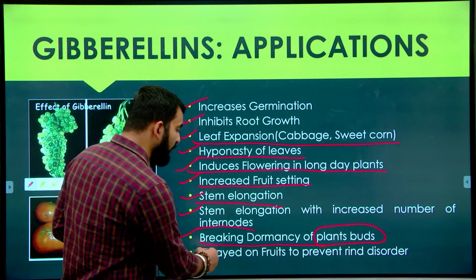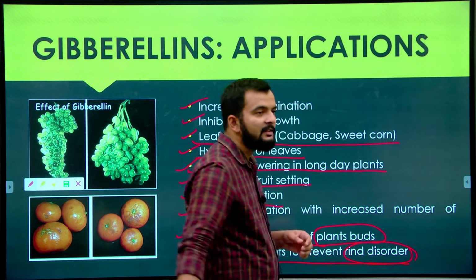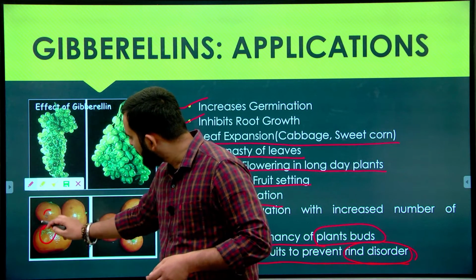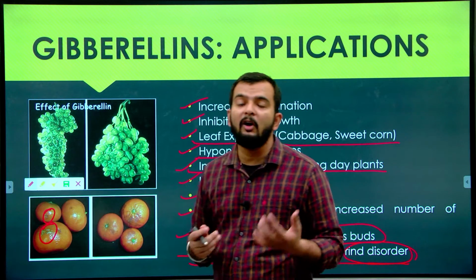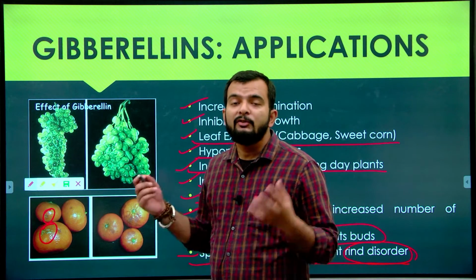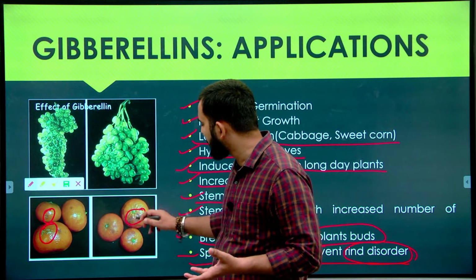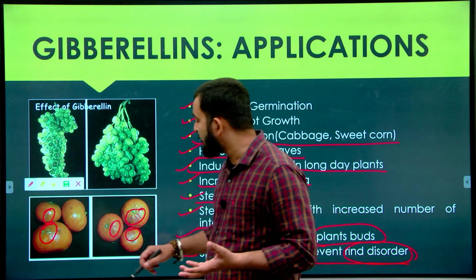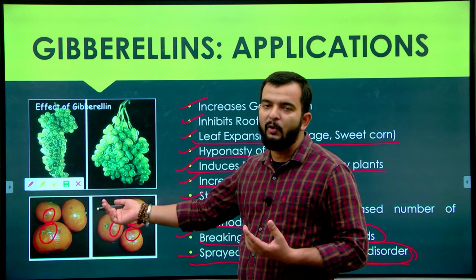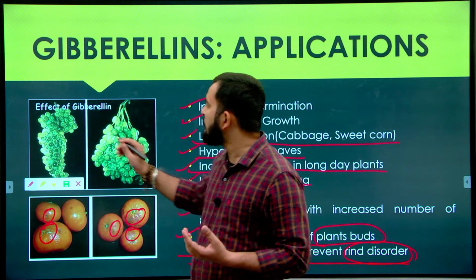Then it is sprayed on fruits to prevent rind disorder. Rind disorder, as you can see in this picture of oranges, is that certain patches will be observed on your fruits, particularly fruits in this case. Suppose we are taking the example of orange. With the application of gibberellin, these rind disorders will be prevented, you will not get these patches. Again we have seen, fruit setting will be enhanced or branching will be more.